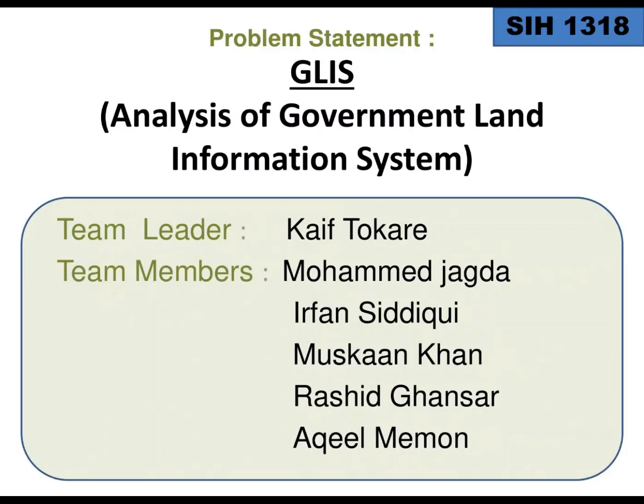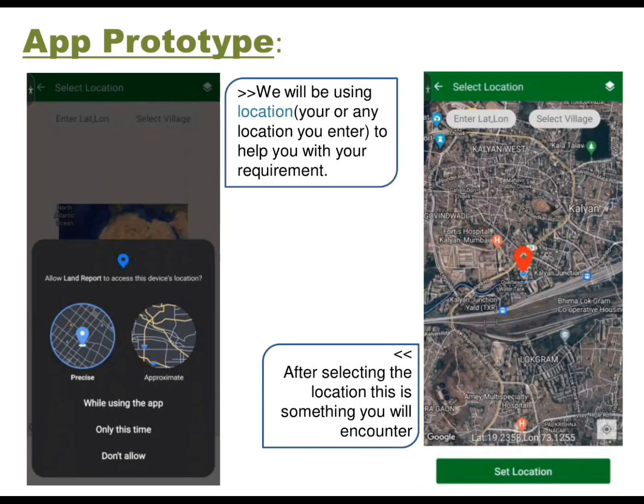Thank you. Hello everyone, my name is Muskan Khan and I'll be explaining the prototype of our project, Analysis of Government Land Information System. To start with the project, this is the web interface. We'll have to enter the location, which can be our current location or any other location we want to get the required data for. After selecting the location, this is something you will encounter, shown at the right of the page. You can see this image like a map. It will show us this on the interface.